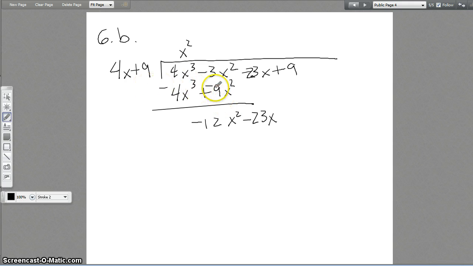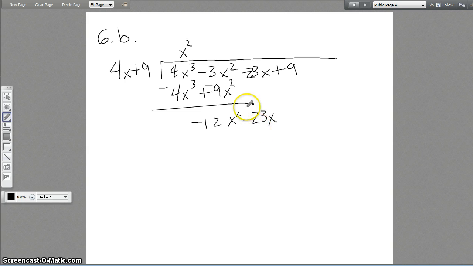And then we flipped our signs and added. 4x cubed minus 4x cubed was 0. Negative 3x squared plus a negative 9x squared is negative 12x squared. And then we brought down our next term, which was negative 23x.